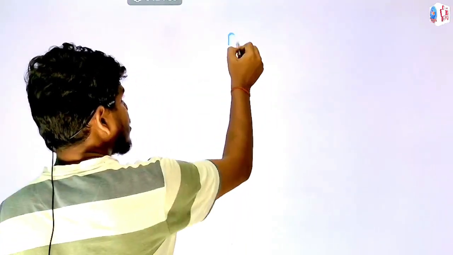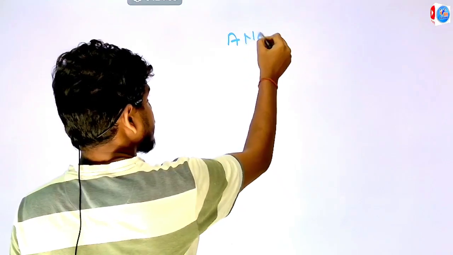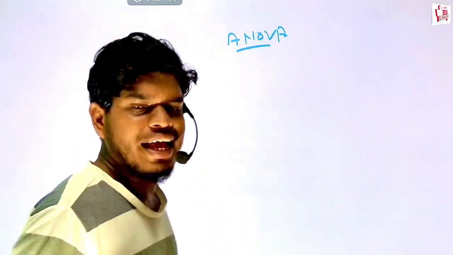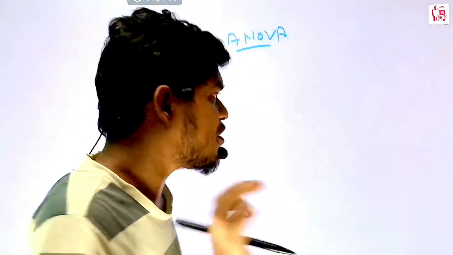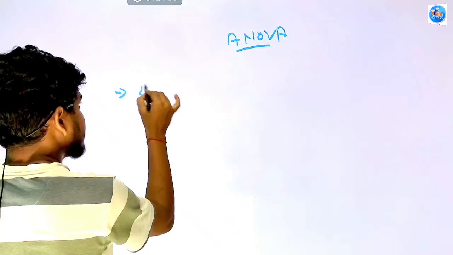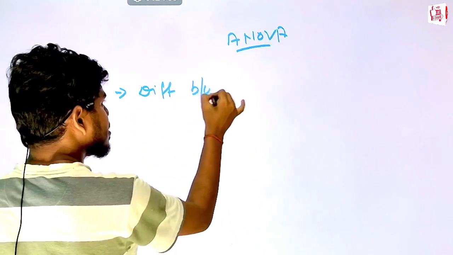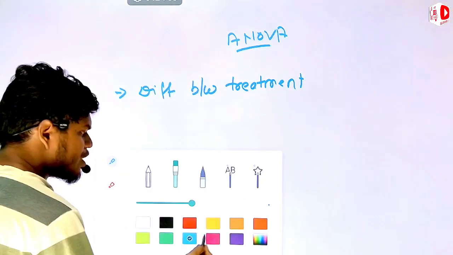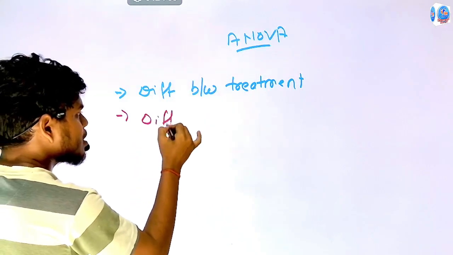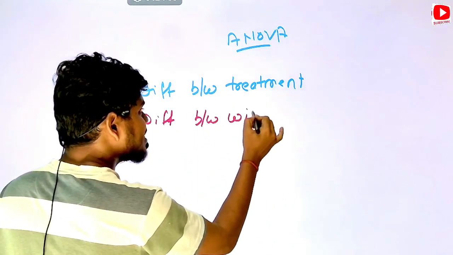Then when we talk about the ANOVA table, when you keep any experimental design in your field, then you make ANOVA, analysis of variance. In analysis of variance in CRD, we discuss two things. First is the difference between treatments. And the second thing we discuss is the difference within treatments.